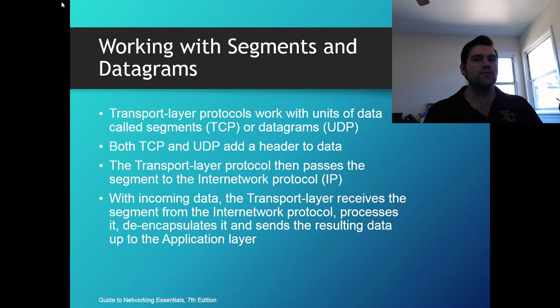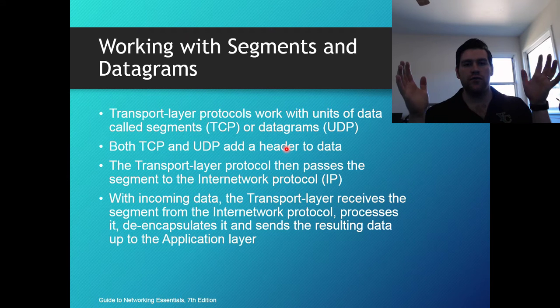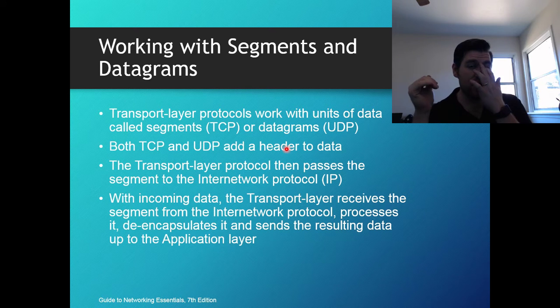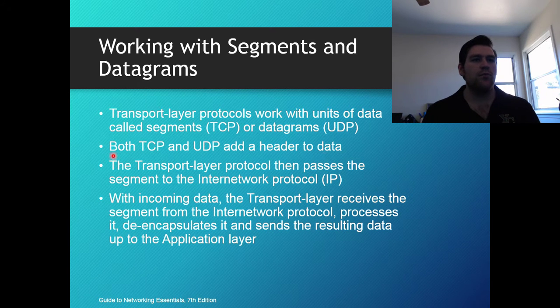Okay, so the units of data that the transport layer works with are TCP and UDP, of course, segments for TCP, datagrams for UDP. They both add a header to the datagram or the segment, so they both get a TCP or a UDP header depending on what protocol is being used at the upper layers. Then the transport layer protocol passes the segment or datagram to the internetwork protocol, IP.